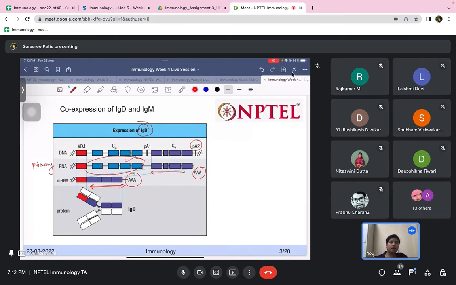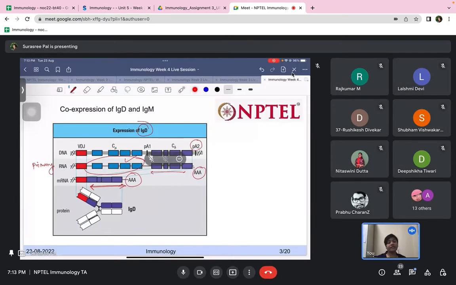By initially I mean that whenever a pathogen is infecting our body for the first time, and after a few days the innate immunity is not able to tackle the antigen, the adaptive immune response will start. And in the beginning of this adaptive immune response, the first classes of antibodies produced will be IgD and IgM.